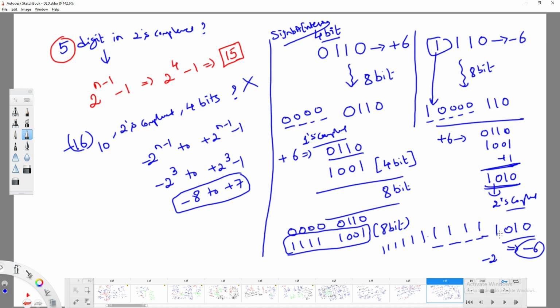This is minus 2 cube plus 2 square plus 2 power 1. Minus 2 cube is minus 8 plus 2, which is equivalent to minus 6. If you want, you can include all these extra ones, and again you are going to get only minus 6. So when you are performing this on a 2's complement number, just extend the remaining number of bits with 1.